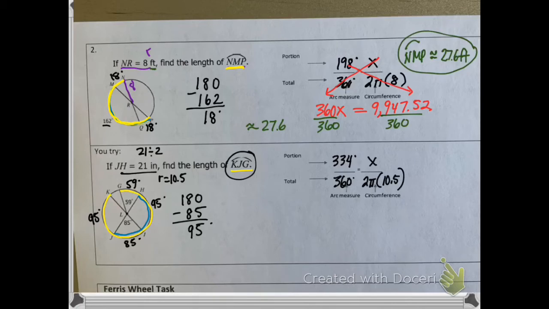All right, so next we cross multiply and round in the very last step. So 360 times x is 360x, and that's equal to 334 times 2 times 3.14 times 10.5.